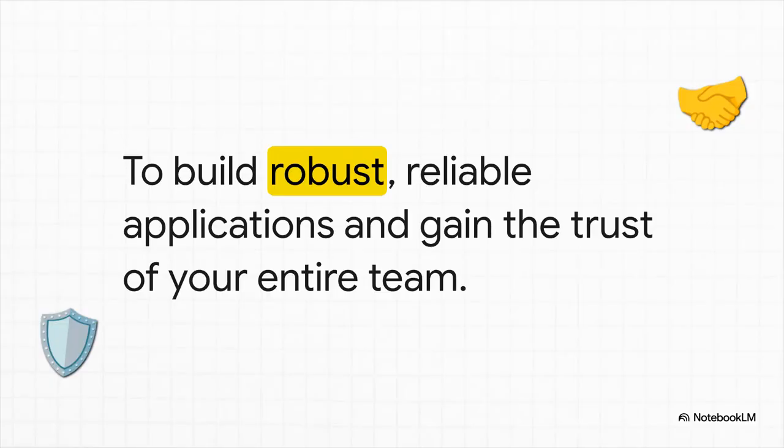And why do we go to all this trouble? Because this is how you build applications that don't fall apart in production. This is how you gain the trust of your entire team, your product managers, your developers, and especially your users. When you can prove that your API handles not just success, but failure, you become an incredibly valuable asset.